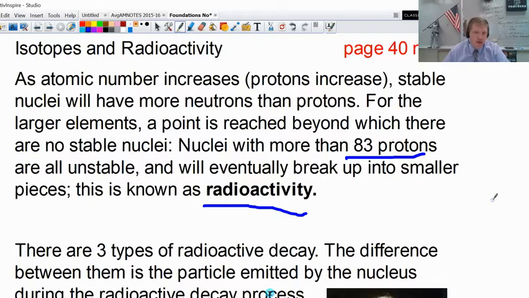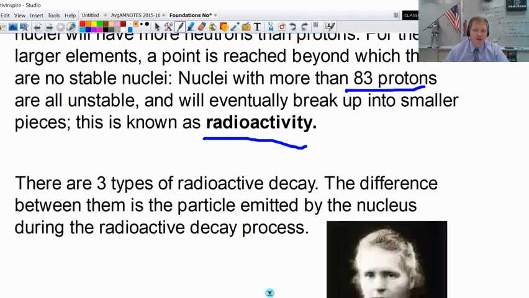That just means they break apart. The nucleus is unstable and it breaks apart. When it breaks apart, it's going to break into smaller pieces. We're going to talk about the types of radioactive decay.